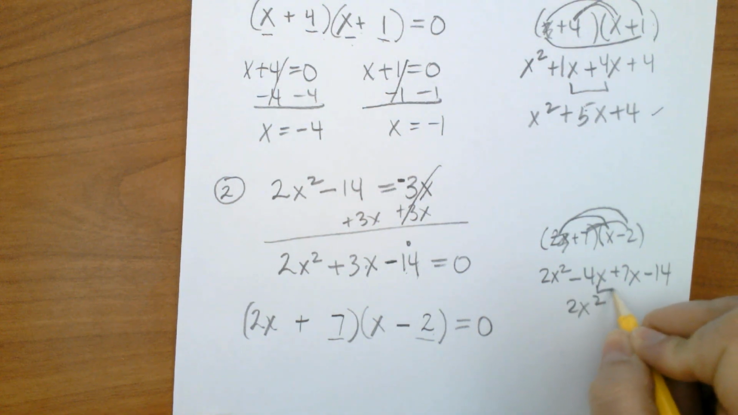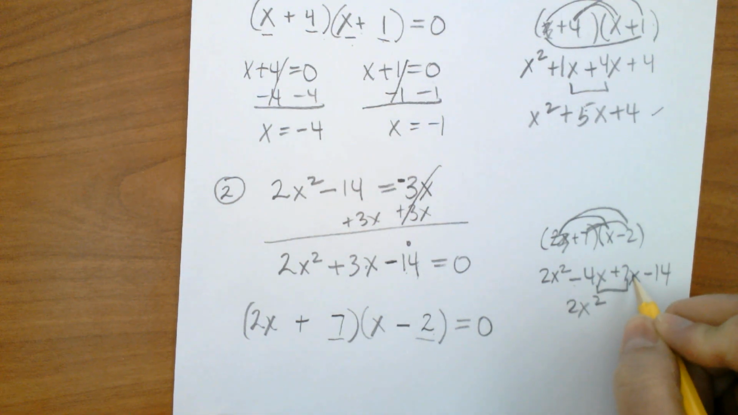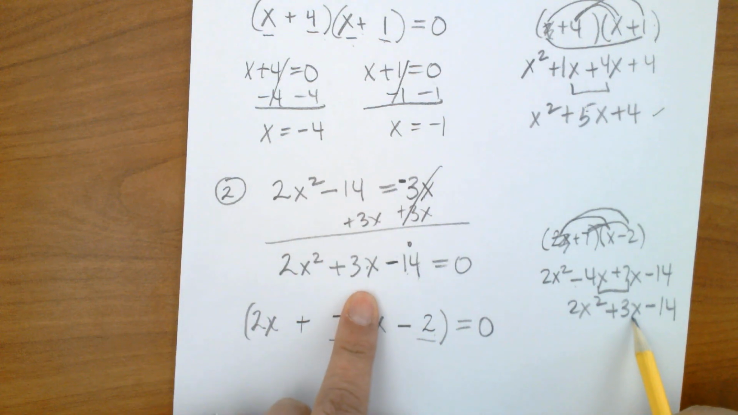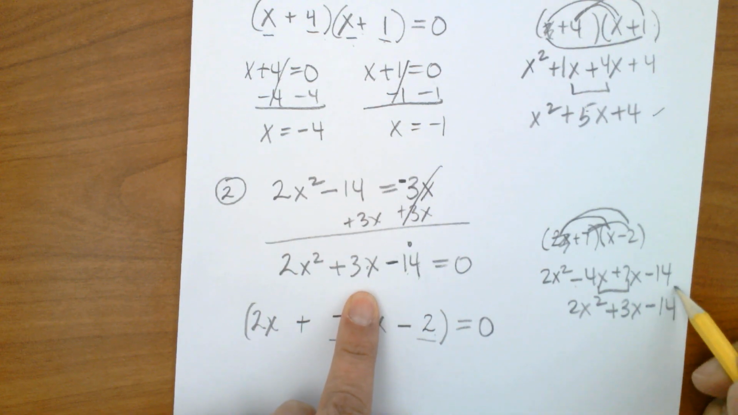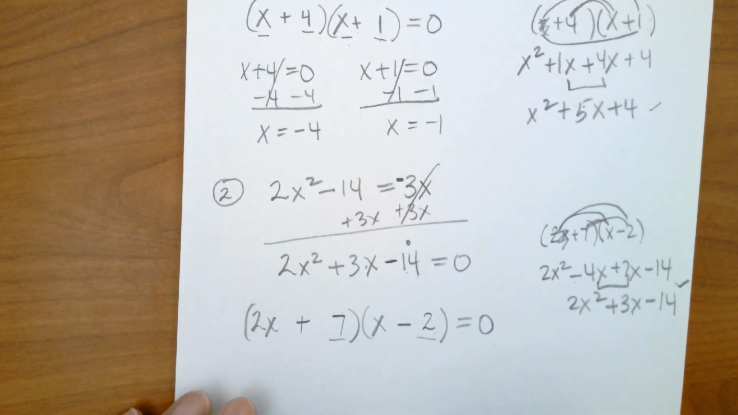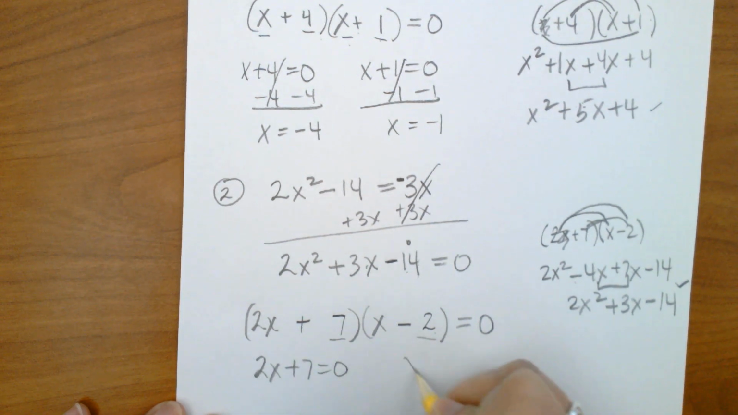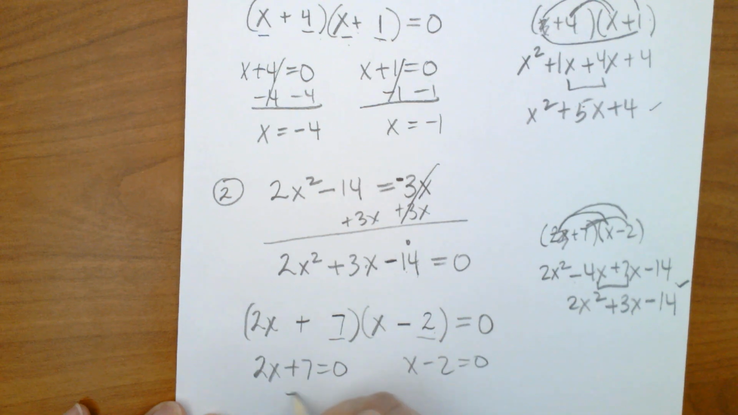2x squared, let's combine these. Negative 4x plus 7x gives us a positive 3x, and then bring down your 14. Check to make sure that that goes back to the original. It does. Wow, that was a pretty good guess, everybody. Okay, let's solve, split and solve. So we split these up, and we can solve both equations.